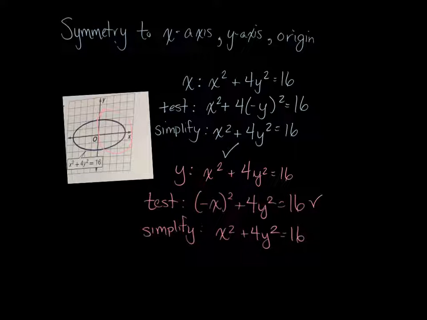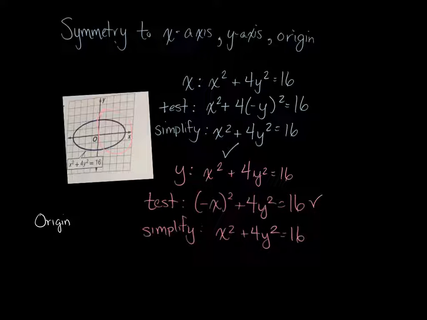Now finally, to test the origin, you make sure both tests check out simultaneously. All that means is you're going to put in an opposite x value and an opposite y value in the same thing to make sure that your simplified equation comes out the same. I know that sounds confusing, but it's actually pretty easy. So we'll go ahead and do our origin down over here since we're running out of room.